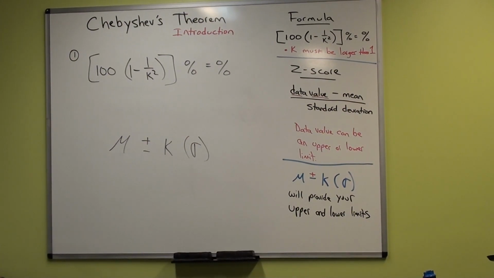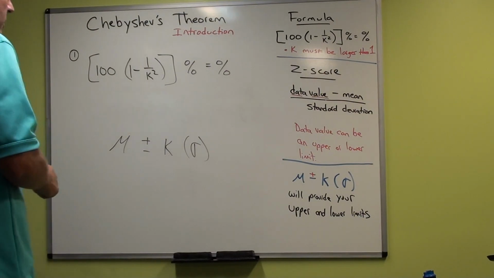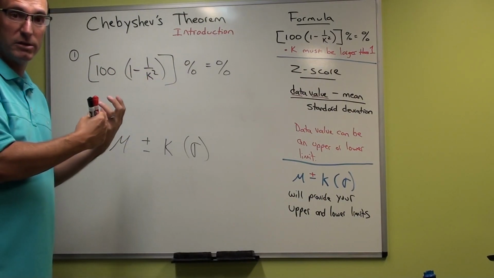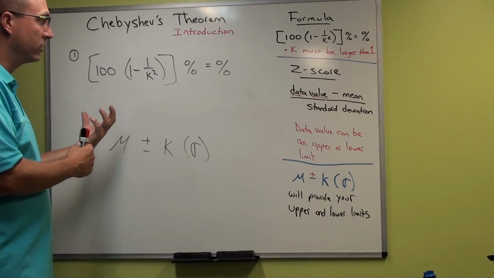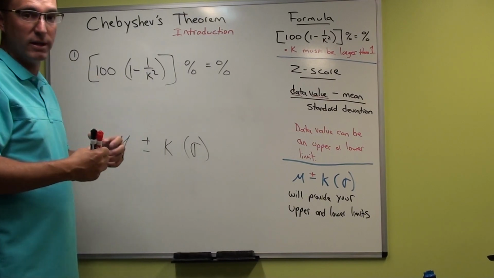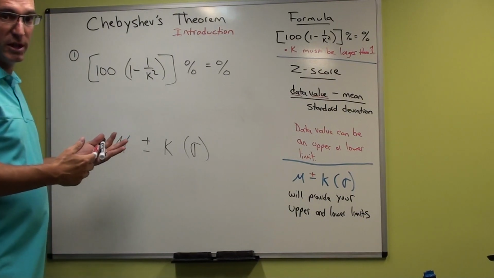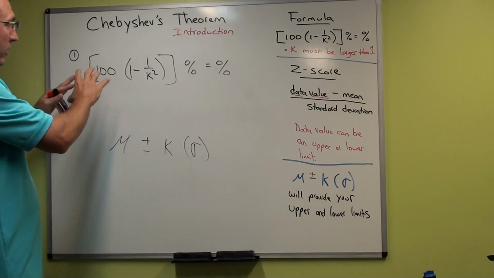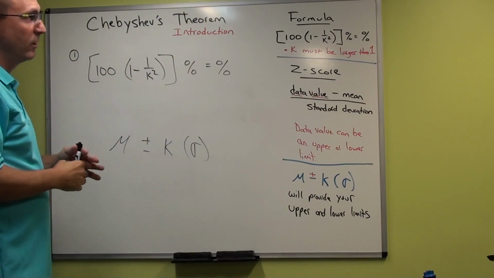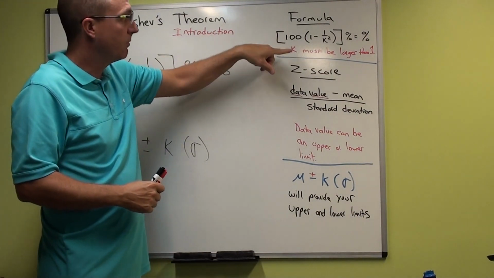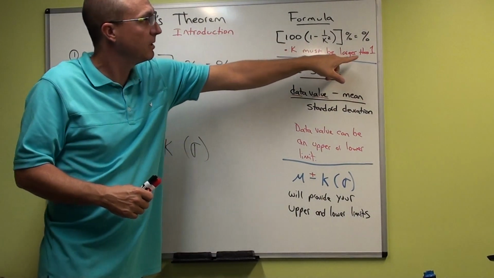Alright, this is going to be a very short video just to introduce the three formulas that we're going to use for Chebyshev's theorem, and trying to figure out information when they give us a percent to start with, or if they give us two data values and they want us to find the percent. Alright, so to start, here is the theorem of the formula you're going to use. Whenever you use this, the k must be larger than 1.